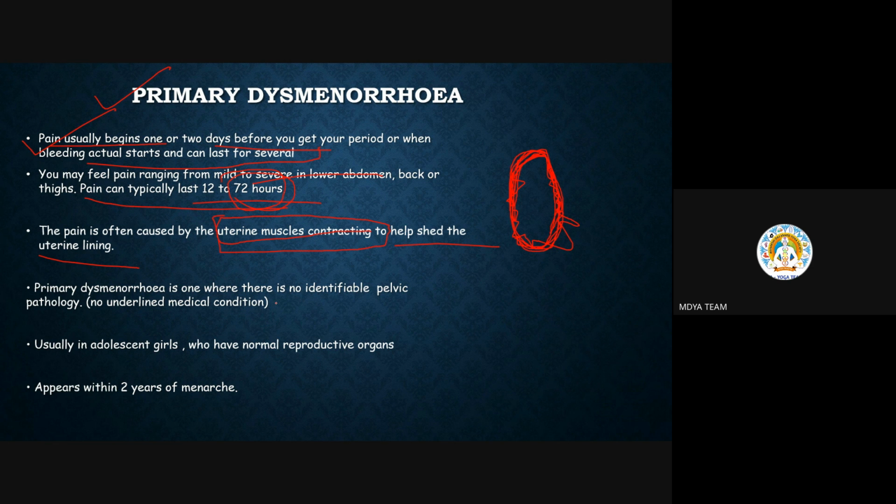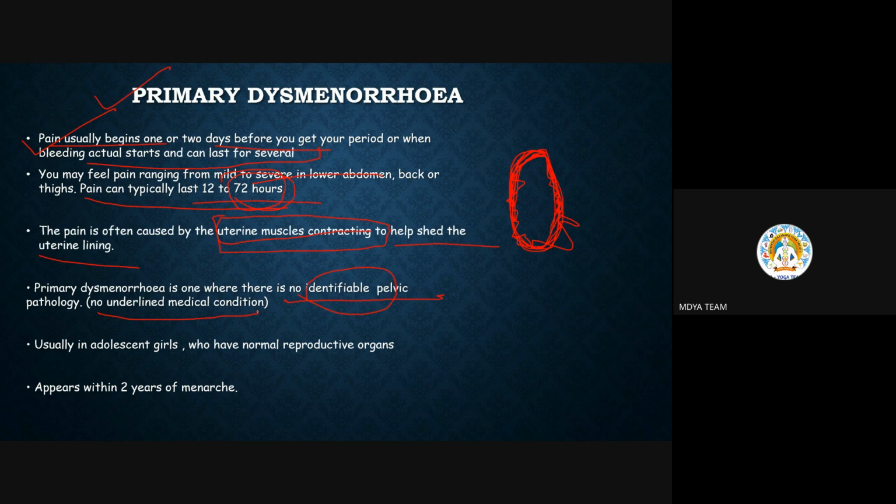Primary dysmenorrhea is one where there is no identifiable pelvic pathology. This is the main difference between primary and secondary dysmenorrhea. In primary dysmenorrhea, there is no certain cause or underlying medical condition leading to it. It is happening by itself. But in secondary dysmenorrhea, it can be caused by medical conditions. The underlying medical condition further leads to dysmenorrhea, and that type will be called secondary dysmenorrhea.